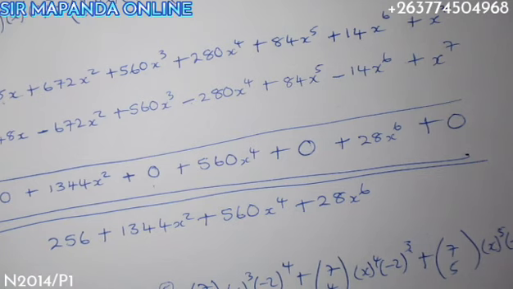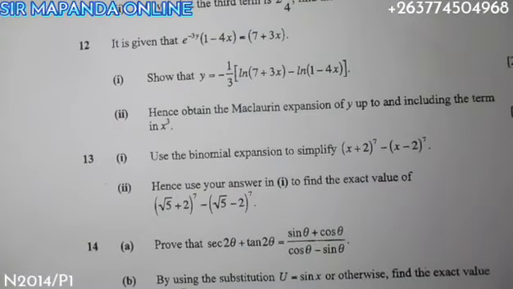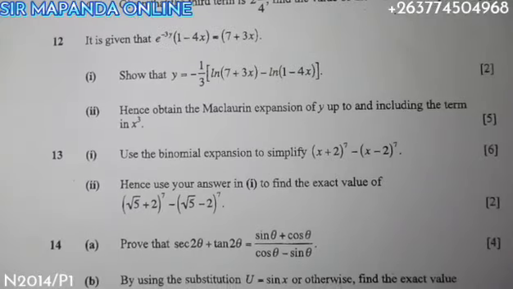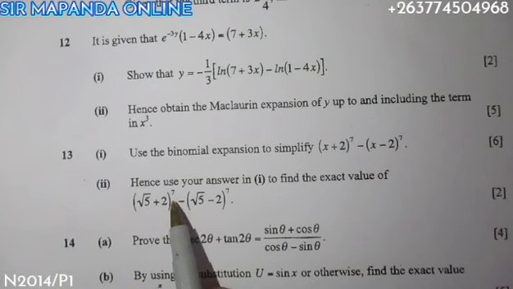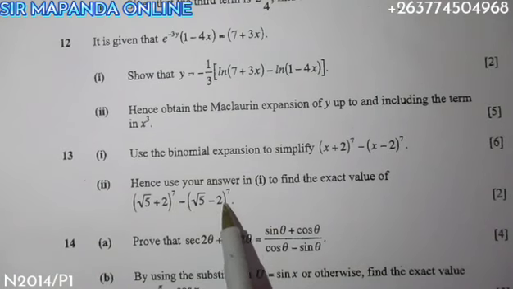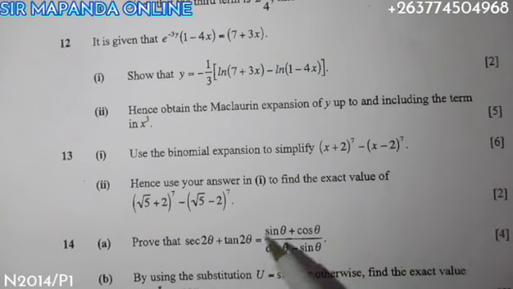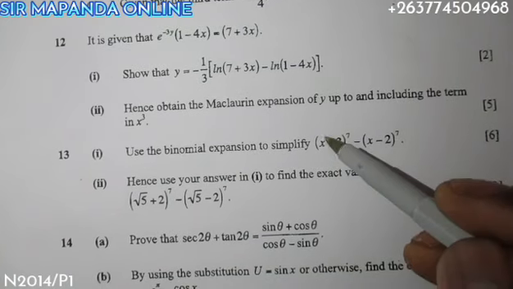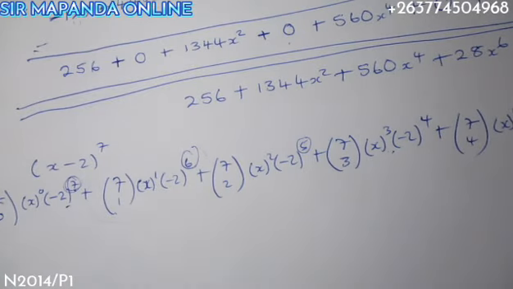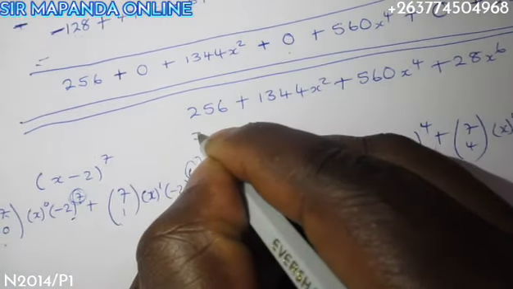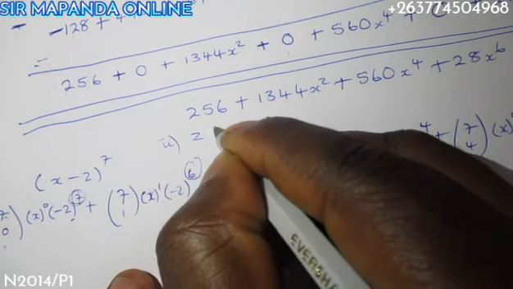So I want you to stay tuned as we move on to the second part of the question. Hence use the answer in 1 to find the exact value of square root of 5 plus 2 to the power of 7 minus square root of 5 minus 2 to the power of 7. So you can simply tell that we are putting root 5 on each and every x term that we found in part A. We are simply putting root 5.